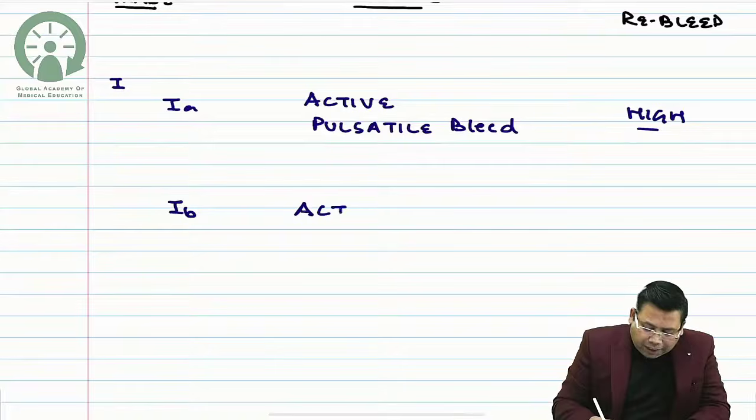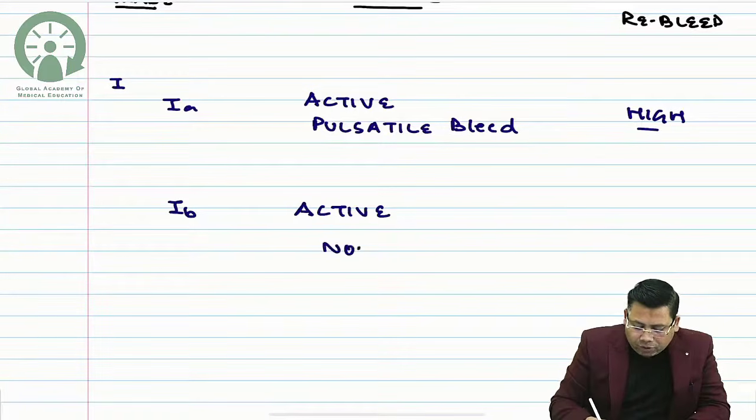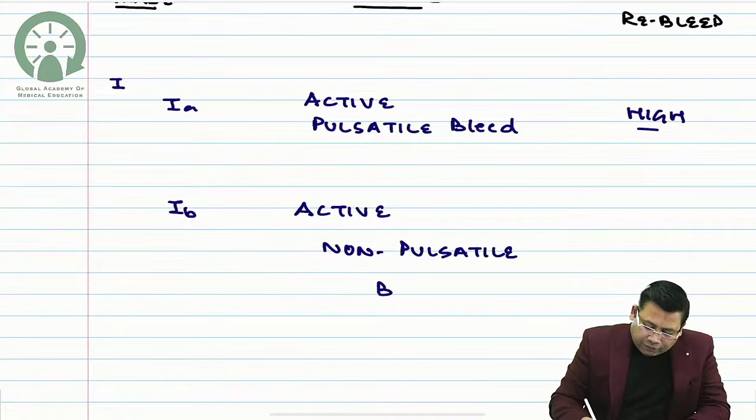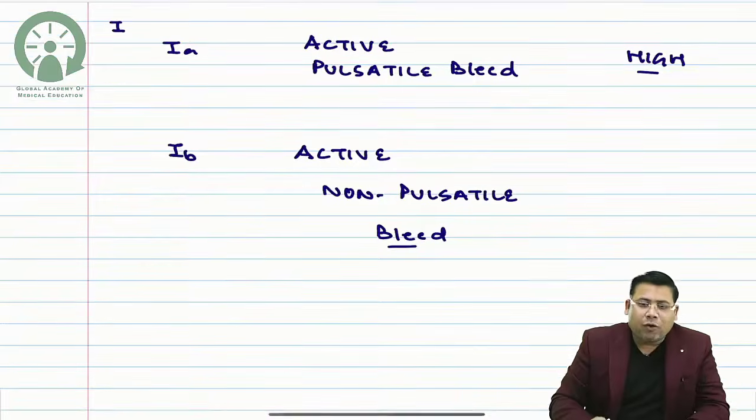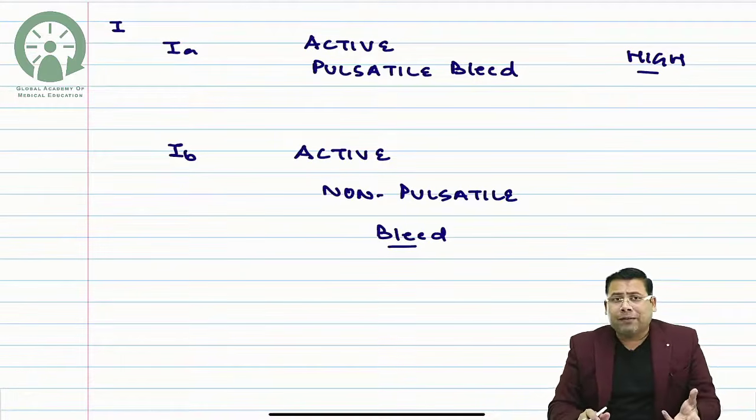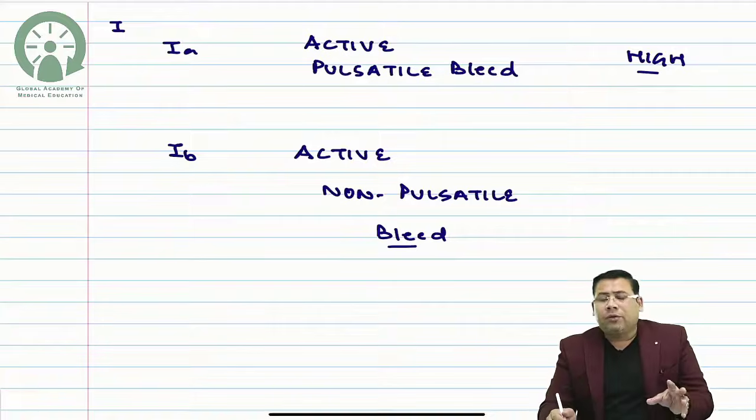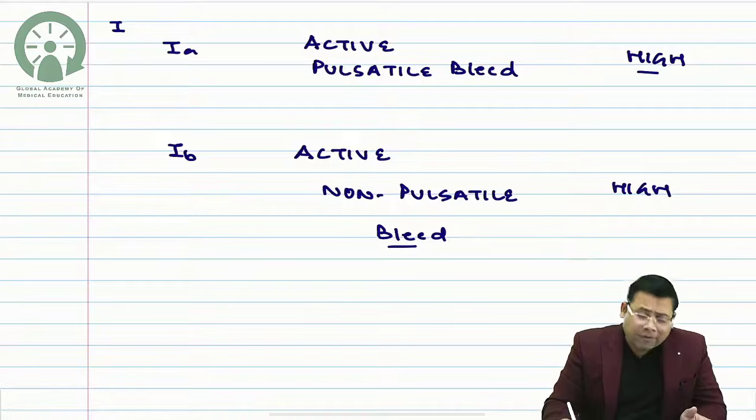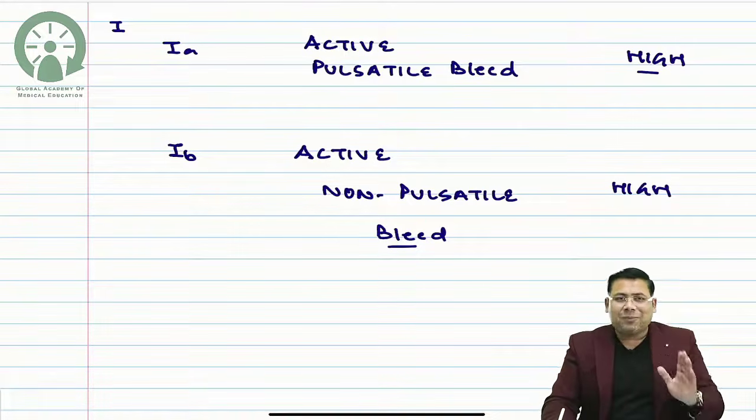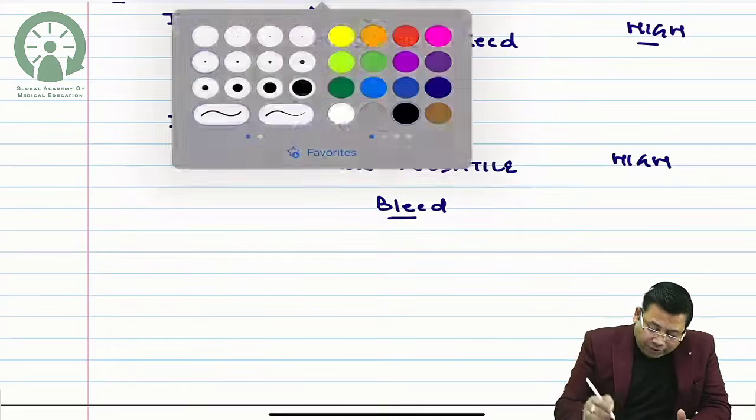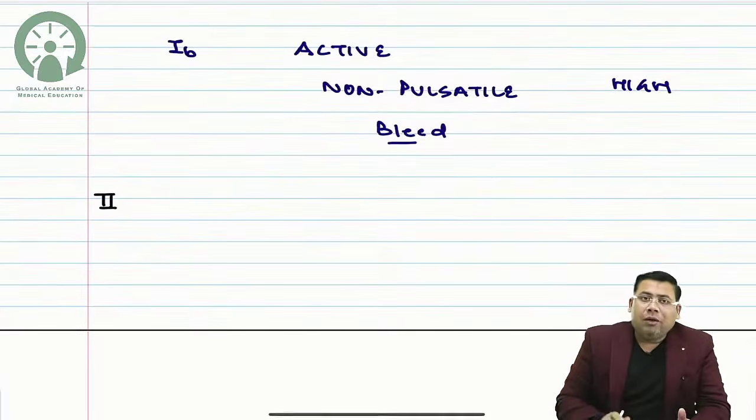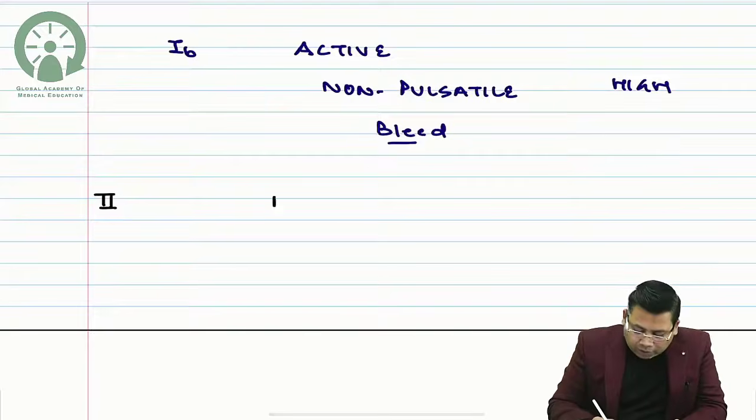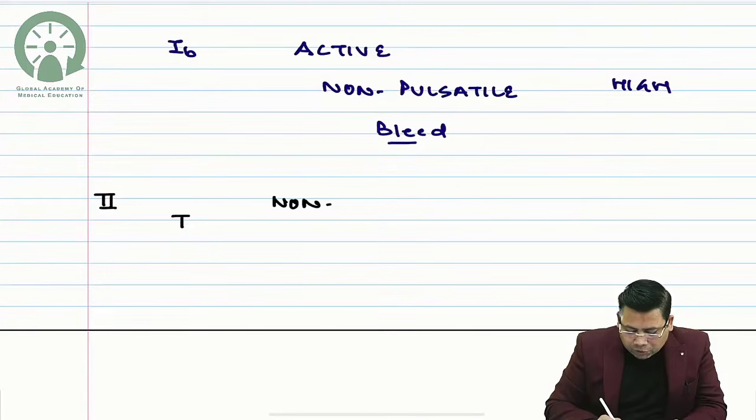Now what is 1B? It is also an active bleed, but non-pulsatile. So we have active pulsatile and active non-pulsatile bleed. When you talk about active non-pulsatile, what does it mean? It means oozing, and this is actually a typical orientation of a venous bleed. So what will be the risk of rebleed? Again students, if it's a vascular bleed which has already occurred, the risk of rebleed has to be high. Then we have grade 2. Grade 2 is a non-bleeding state. So this is 2A, a non-bleeding visible vessel.